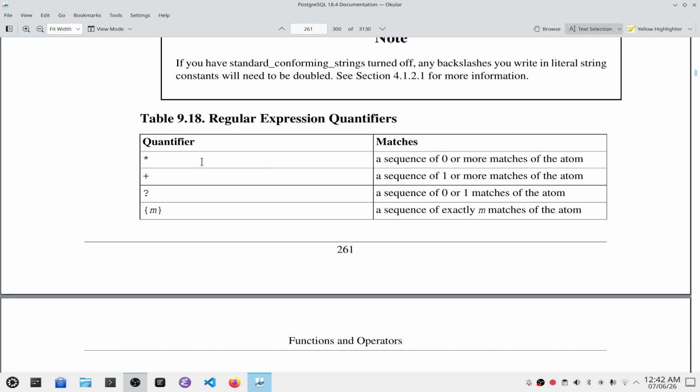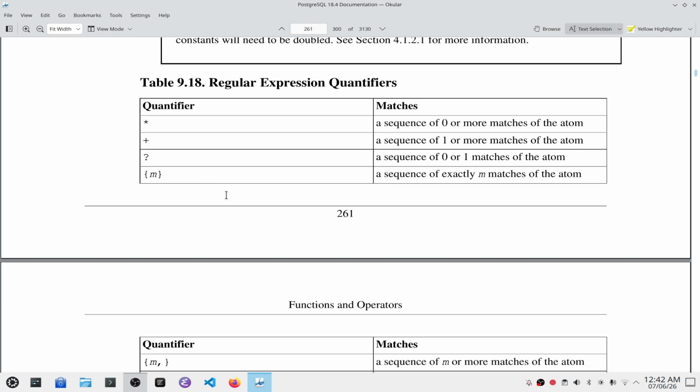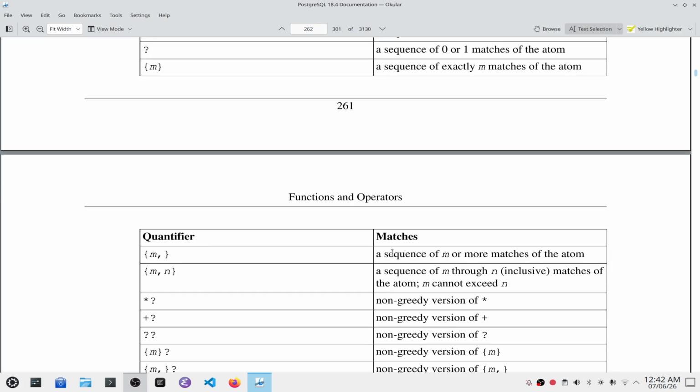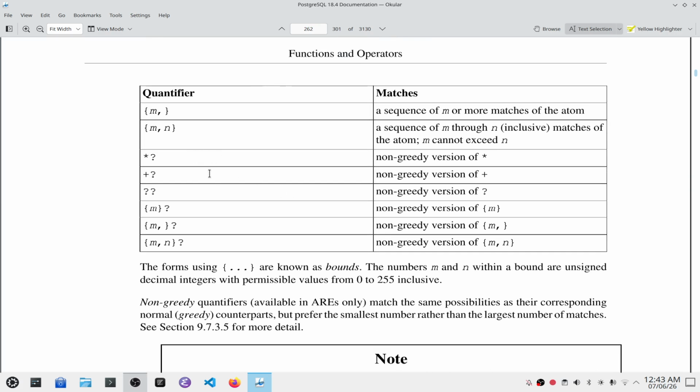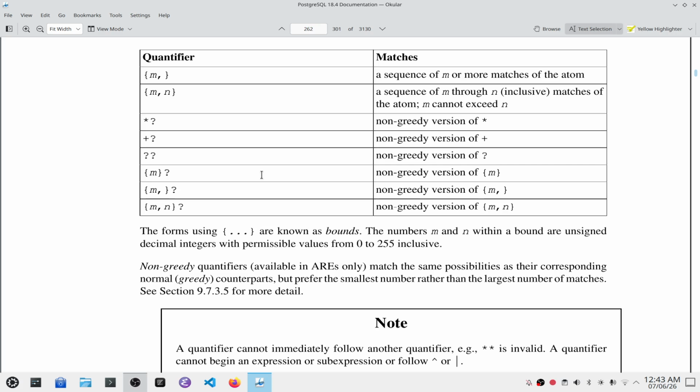Then we have quantifiers. Star means 0 or more, and plus means 1 or more. Question mark means 0 or 1. {m}, a sequence of exactly m matches of the atom. {m,}, a sequence of m or more matches of the atom. {m,n}, a sequence of m through n inclusive matches of the atom; m cannot exceed n. Star question mark is a non-greedy version of star. Plus question mark is a non-greedy version of plus. Question mark question mark is a non-greedy version of question mark. {m}? is a non-greedy version of {m}, and similarly {m,}? and {m,n}?.